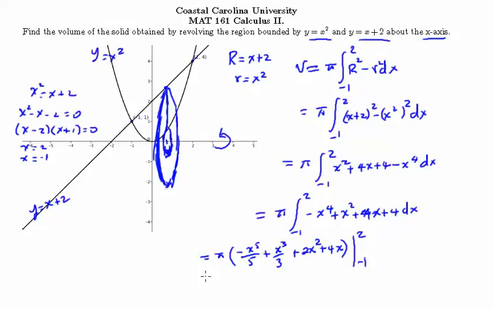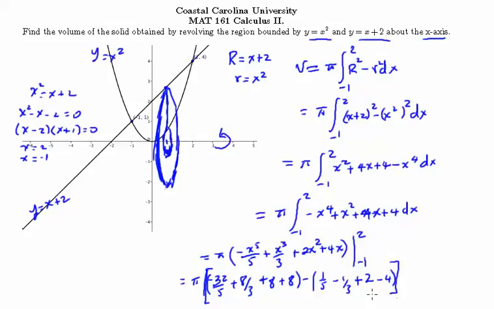So you plug in 2 to get pi times negative 32 over 5 plus 8/3. You plug in 2 here, that gives you 8, plus 8, plus another 8 when you plug in 2, minus, plug in negative 1, gives you 1/5, plug in negative 1, gives you negative 1/3. If you plug in negative 1, gives you 2. If you plug in negative 1, you get negative 4.